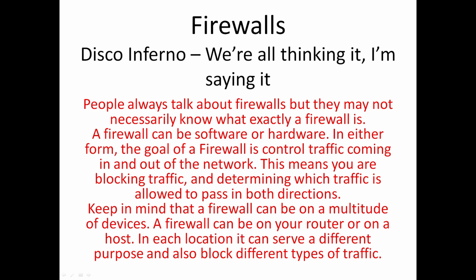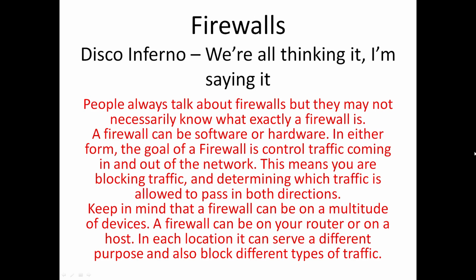Firewalls. People always talk about firewalls, but they may not necessarily know what exactly a firewall is. A firewall can be software or hardware. Software being an application or a program on your actual PC or device, or hardware meaning that you actually plug it into the wall and its purpose is to be a firewall. In either form, the goal of the firewall is to control traffic coming in and out of your network. This means you're blocking traffic as well as determining which traffic is allowed to pass in either direction.